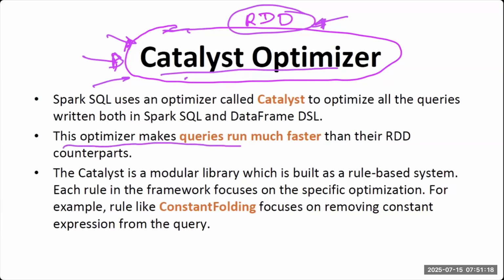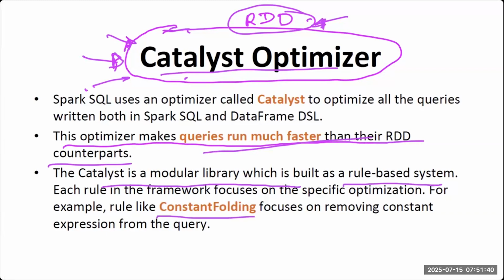This optimizer makes queries run much faster than the RDD counterpart. If you write the same thing in RDD and in Spark SQL, the catalyst optimizer will optimize your code, and it will run faster. We'll see how it is optimizing. Catalyst is a modular library built on a rule-based system, like constant folding and null checks. I have one slide, we'll go to that. Because of the catalyst optimizer, your Spark SQL, with data frame and data set, will run faster than RDD. Got it? Yeah, got it.